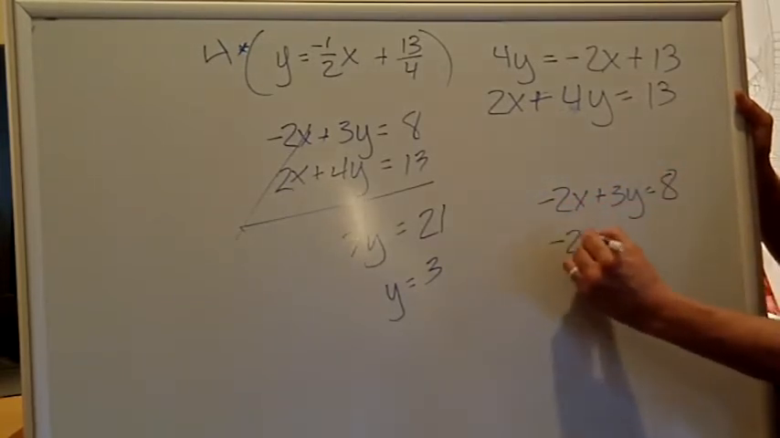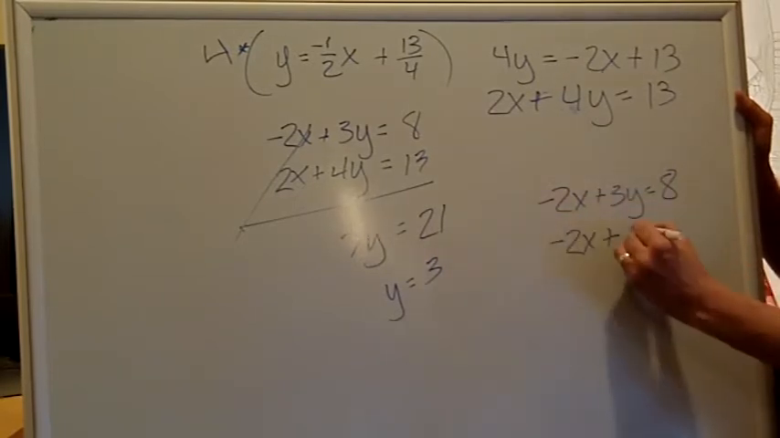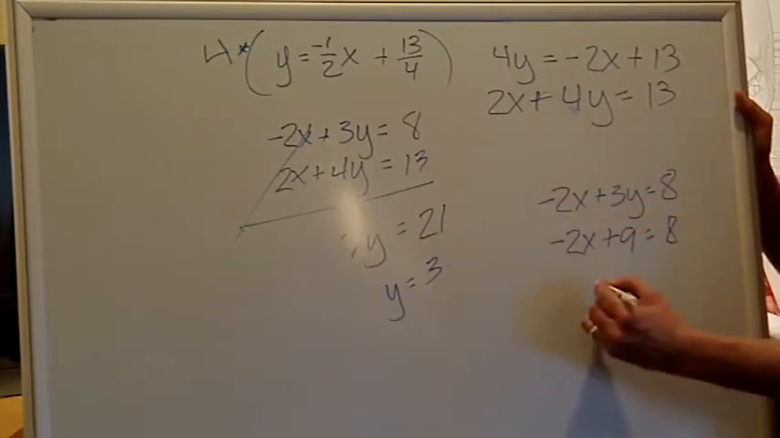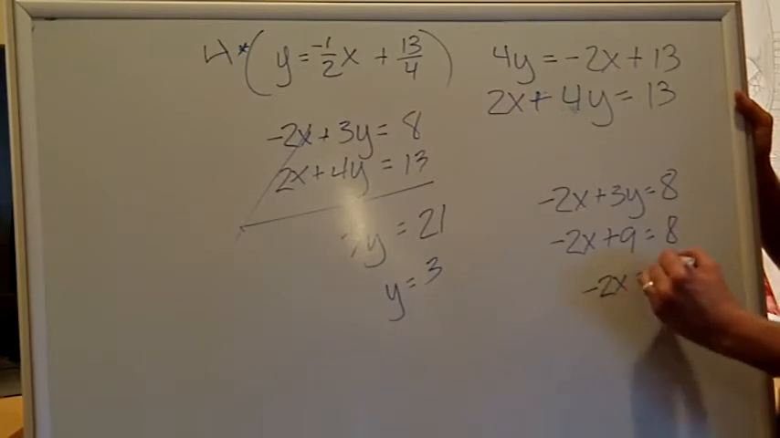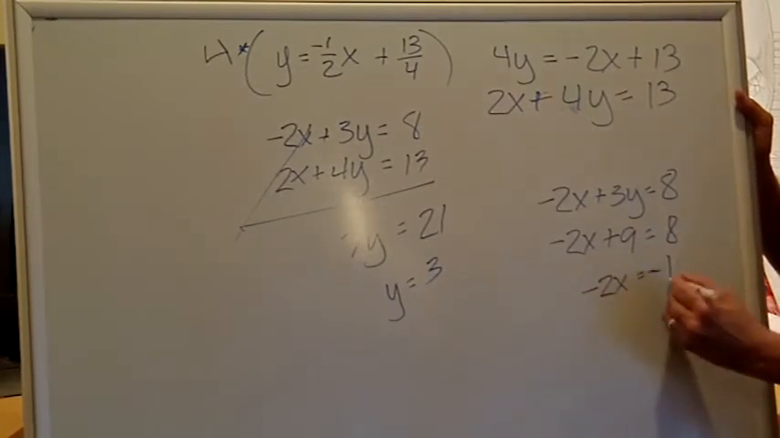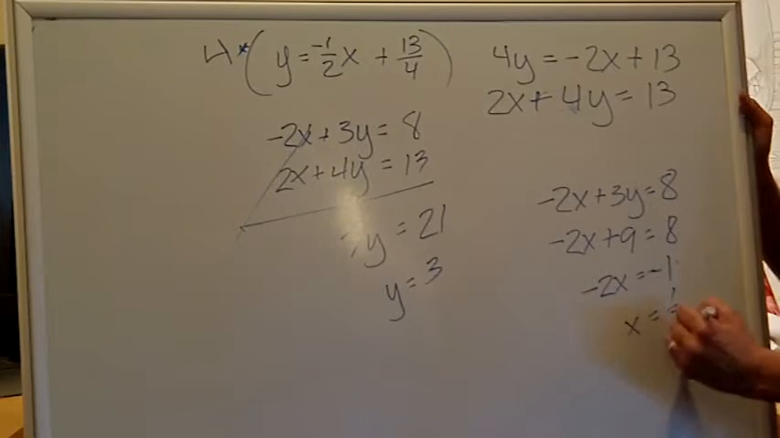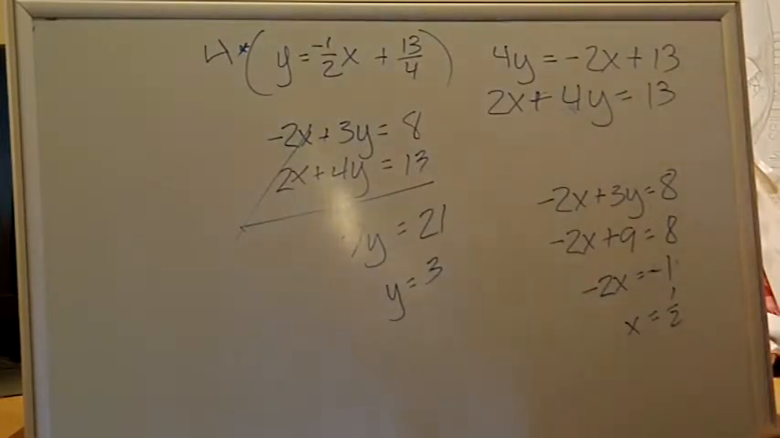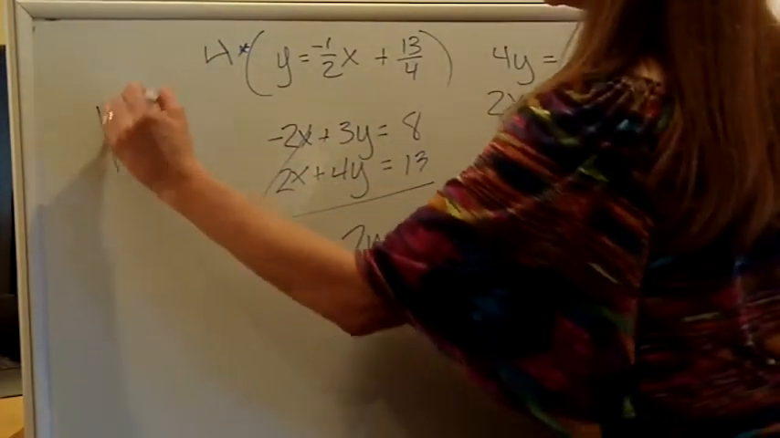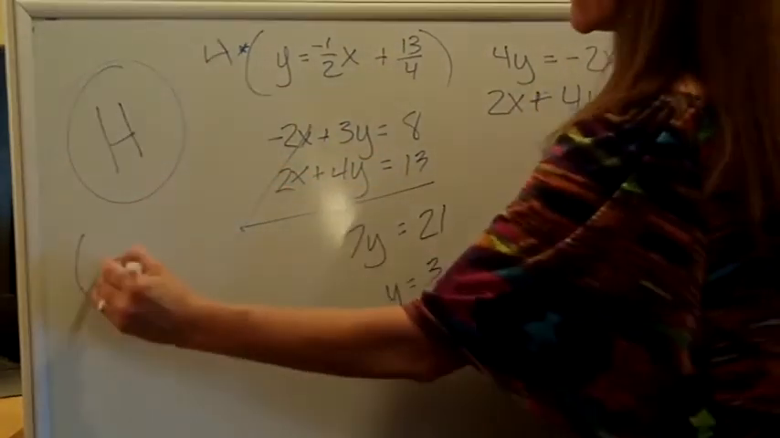And I've got negative 2x plus 3 times 3, which is 9, equals 8. Negative 2x equals negative 1. X is going to equal 1/2. So that would be H. (0.5, 3).